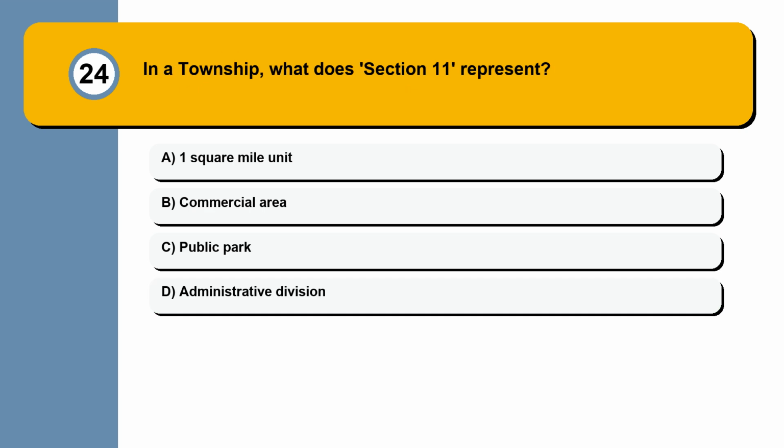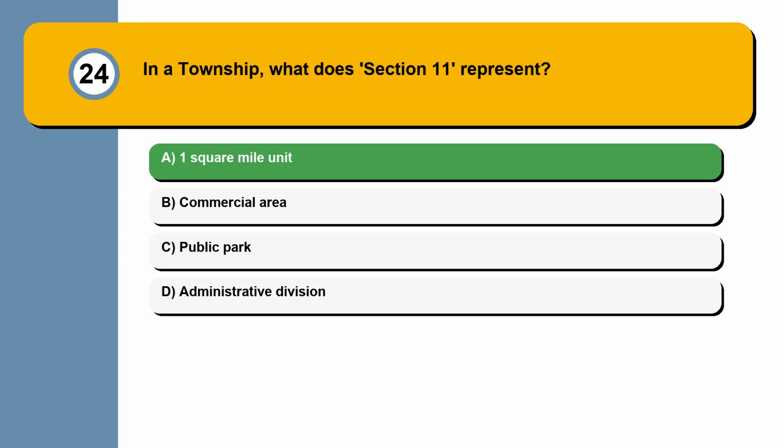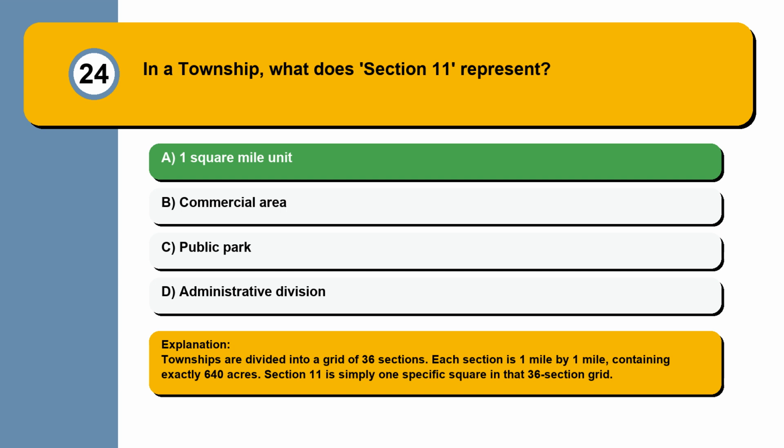Question 24. In a township, what does Section 11 represent? 1 square mile unit, commercial area, public park, administrative division. Townships are divided into a grid of 36 sections. Each section is 1 mile by 1 mile, containing exactly 640 acres. Section 11 is simply one specific square in that 36-section grid.